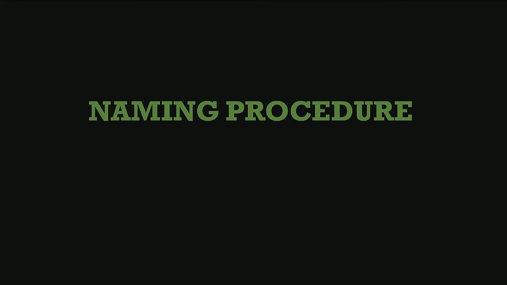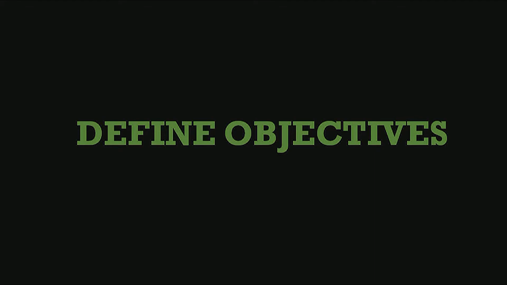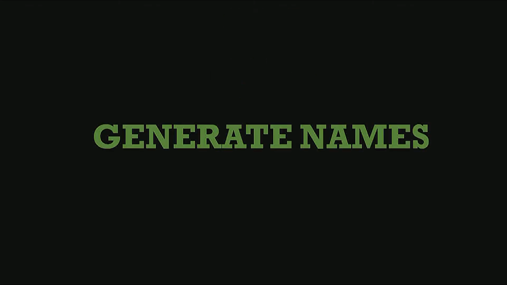The first step is defining objectives. You have to find out what type of meaning you want the brand to convey, and also the role of the brand. The next step is generating names. In this step, you are going to come up with probable names you are going to give to the brand. You might come up with hundreds of names for the brand.